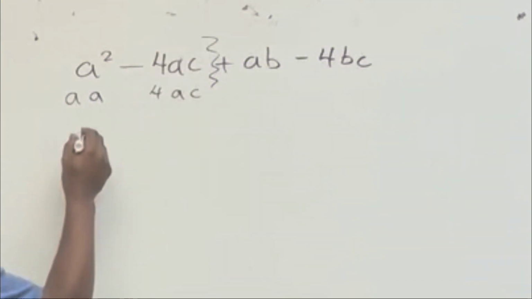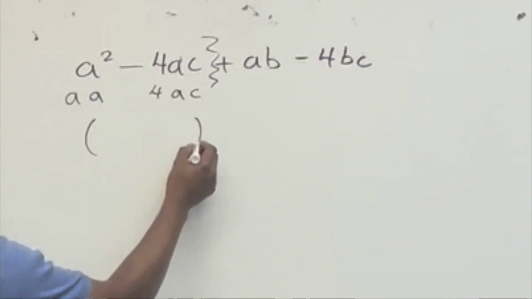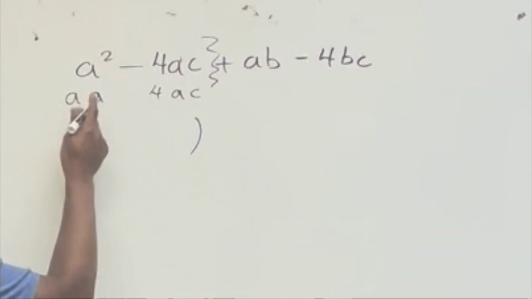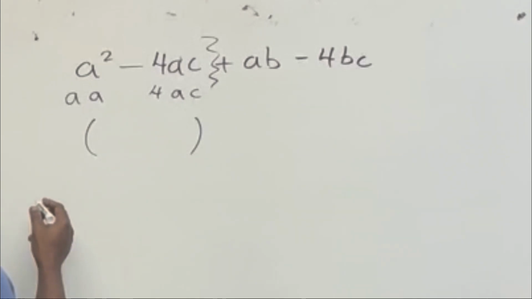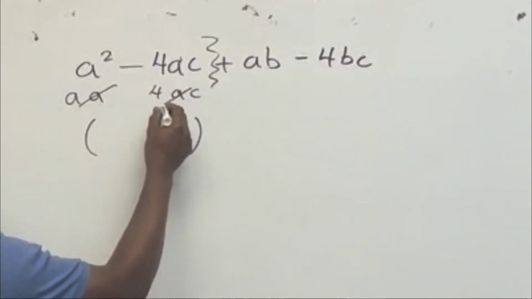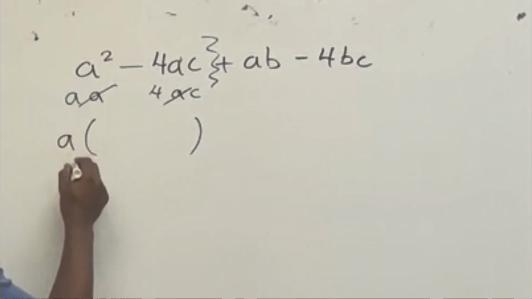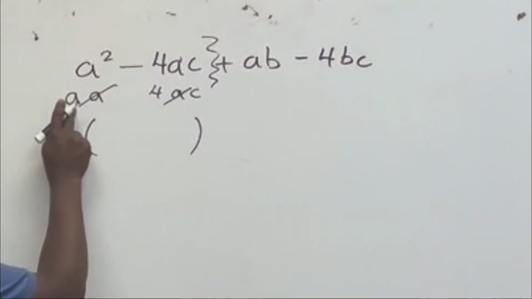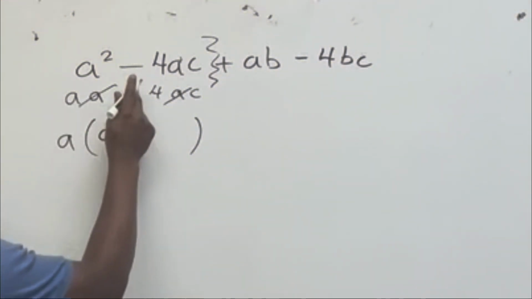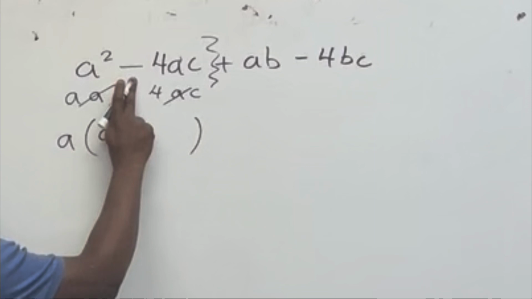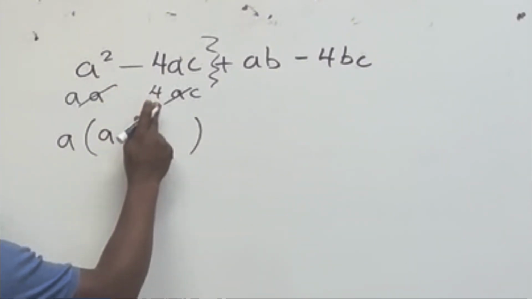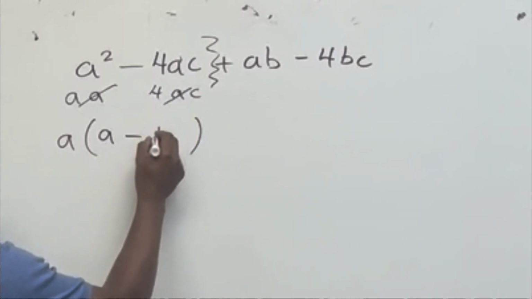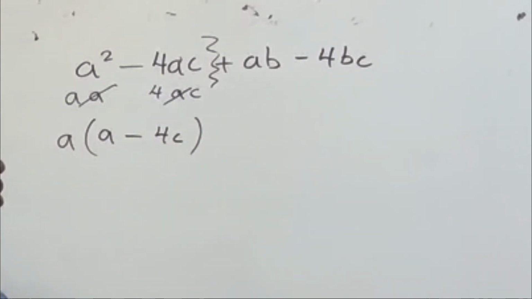A. Now, what is the common factor? Look at this. The common factor is A. Let's bring it outside. What do we have left? A minus 4. It's not just 4. What do you have left? 4C. And what do I do next?